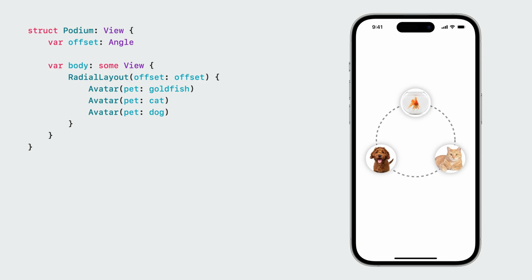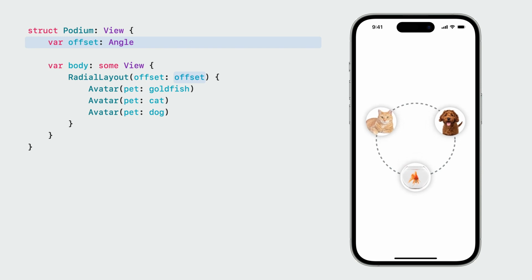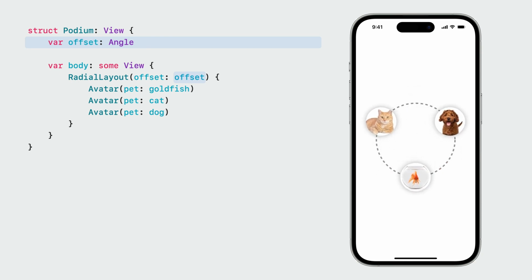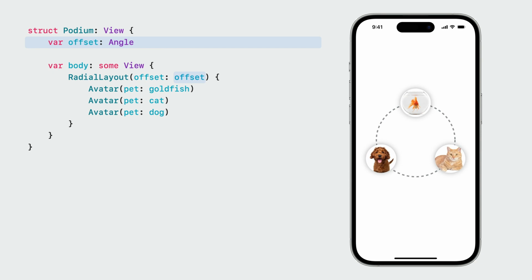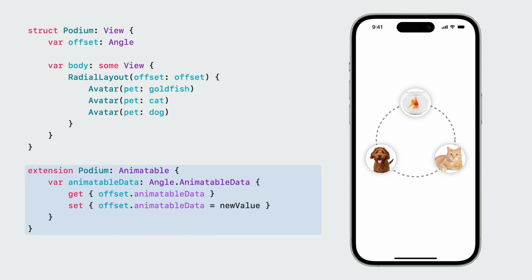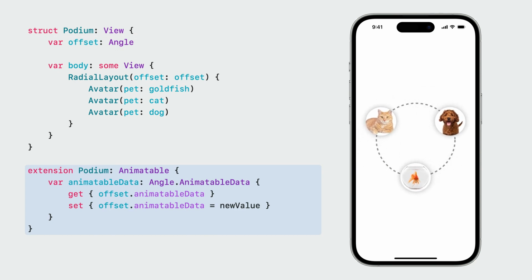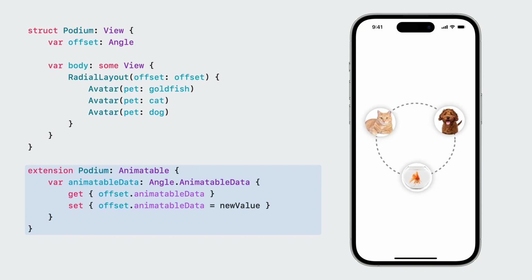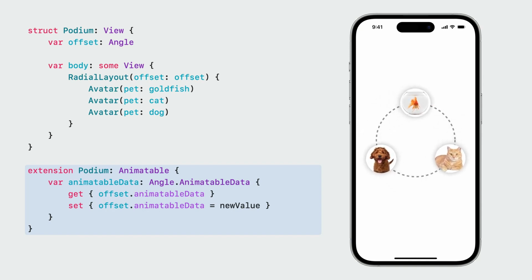Consider the pet podium view, which distributes its subviews along the arc of a circle using a custom radial layout. By default, changing the offset angle within an animation animates the pet avatars to their new positions along a straight line. Notice how the pets are taking a shortcut and trespassing on the interior of the circle? That's not what I want. Instead, I want my avatars to animate along the perimeter of the circle. I can get this effect by conforming podium to Animatable and using the offset angle as its animatable data.